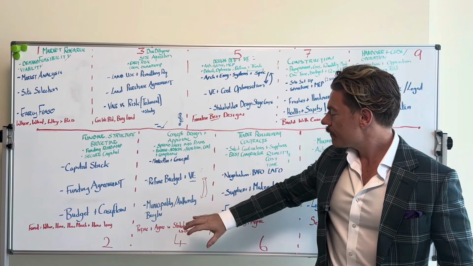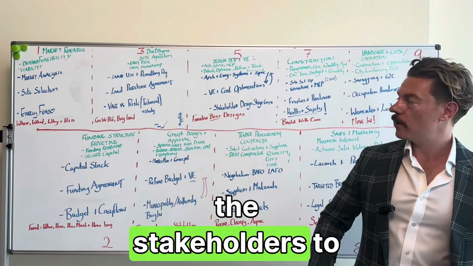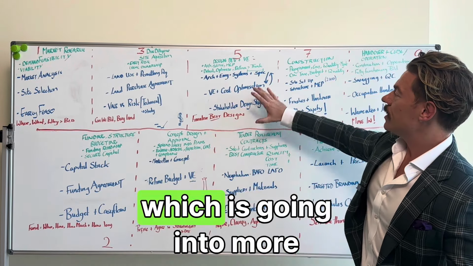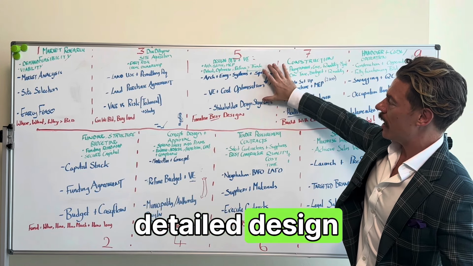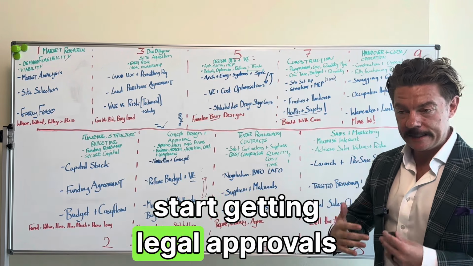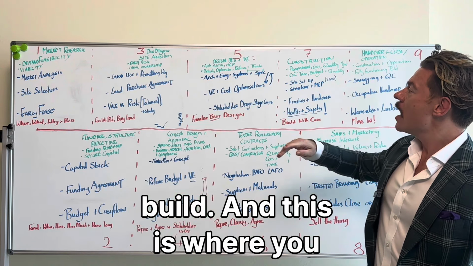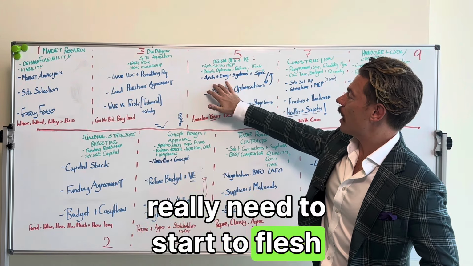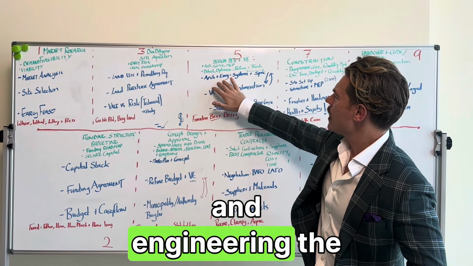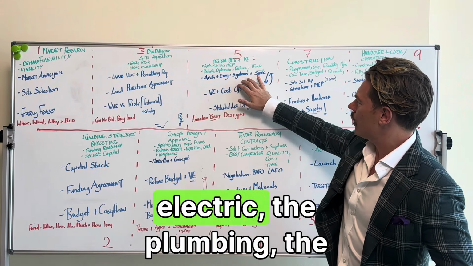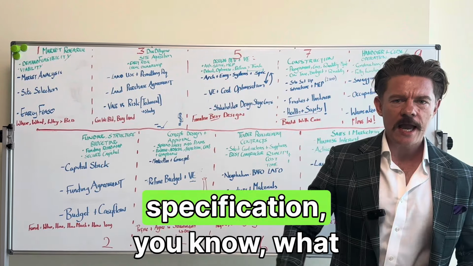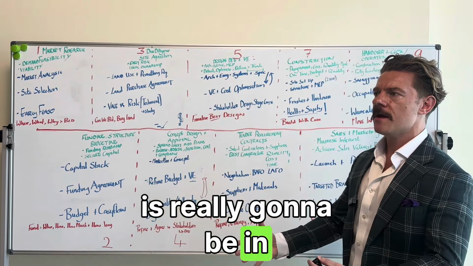And then finally, refine it and agree with the stakeholders to move to the next stage, which is going into more detailed design. And this is where you'll start getting legal approvals to build what you want to build. And this is where you really need to start to flesh out the architecture and engineering, the systems, the mechanical, the electric, the plumbing, the specification, what is really going to be in this development.